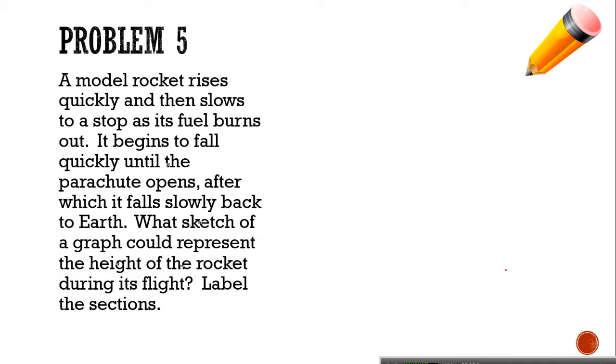The last problem today. A model rocket rises quickly and then slows to a stop as its fuel burns out. It begins to fall quickly until the parachute opens, after which it falls slowly back to Earth. What sketch of graph could represent the height of the rocket during its flight? So I'm going to start my sketch. I'm going to start my graph. So I'm going to put axes here.